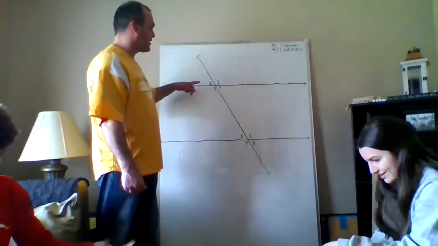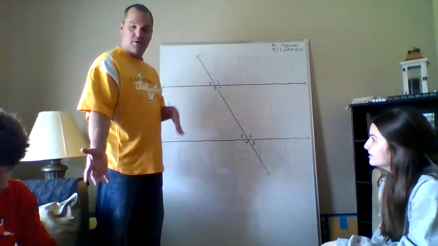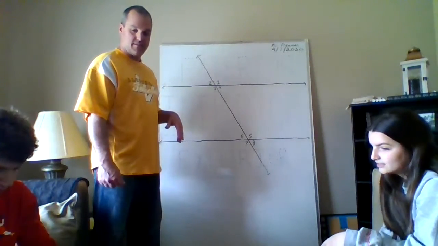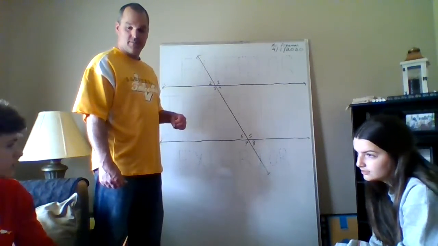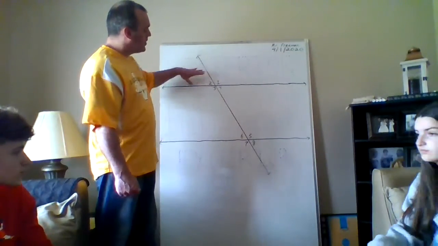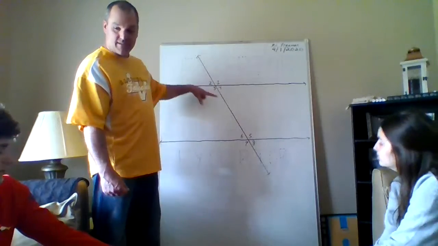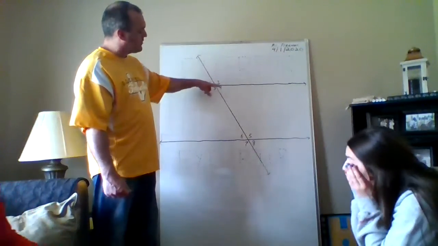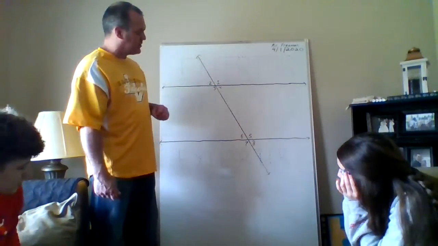So, vertical angles are angles... Would you read your definition of what a vertical angle is? Opposites of each other when two lines intersect. Opposites of each other where two lines intersect. So, where these two lines intersect, what is an example of a pair of vertical angles?